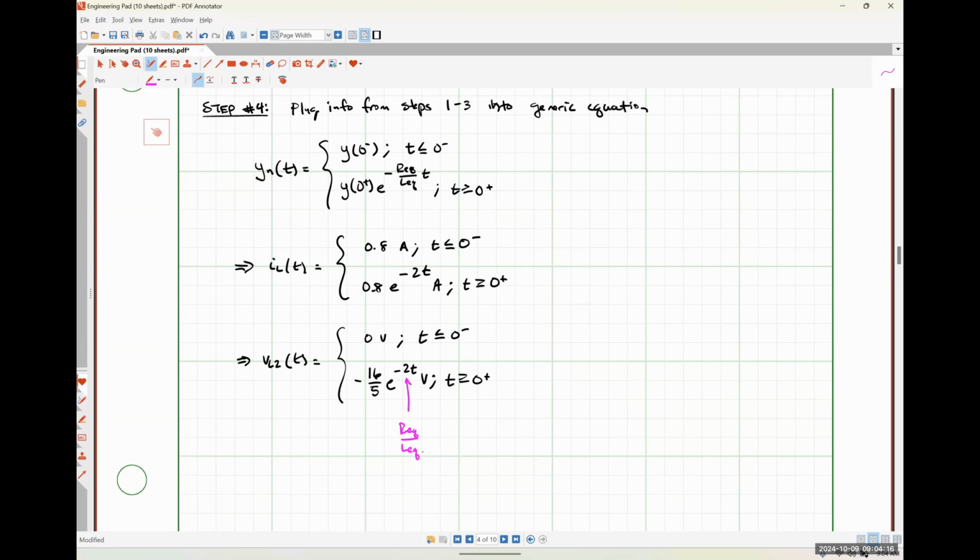All right, so we've looked at a RL circuit. So now let's sort out how a first order RC circuit is going to work. And I'm going to do this derivation kind of quickly because it's practically the exact same thing.